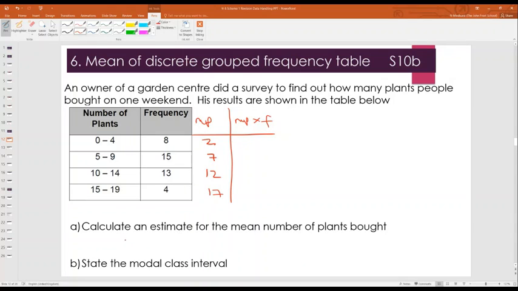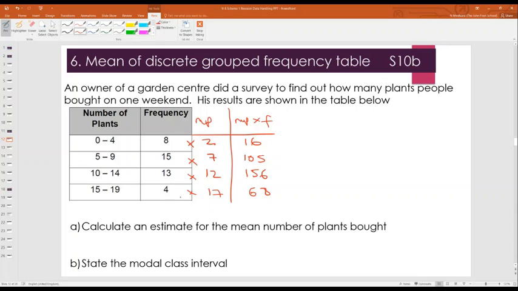Compared to the last question in section 5, this is a different starting point, isn't it? We've got to find the midpoint first. But once we've found the midpoint, we do the same thing as last time and multiply these numbers by the frequency. We multiply both numbers next to each other and write the answer in this column. So 8 times 2 is 16. 15 times 7 is 105, I believe: 10 times 7 and 5 times 7. 13 times 12 is 156. And then 4 times 17 is 68. Double check. Yeah. So you find the midpoints, then you multiply the midpoints by the frequency.